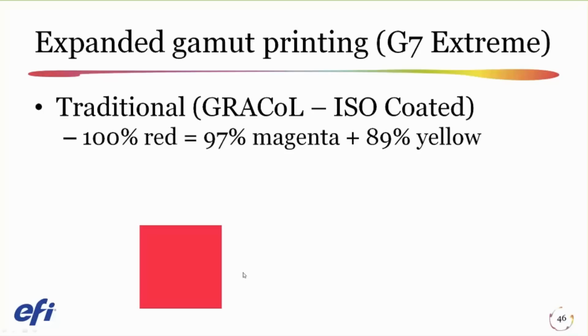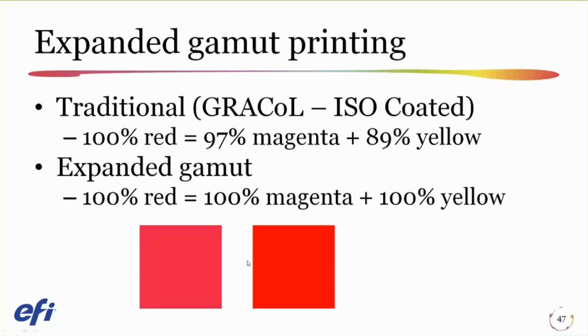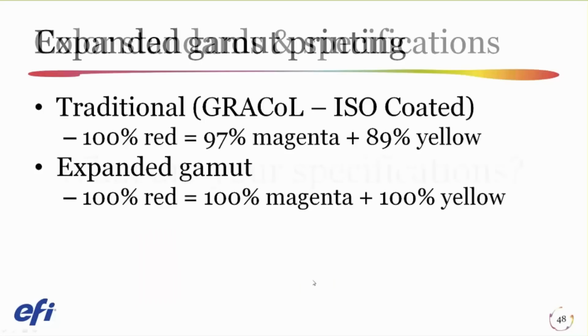Now let me talk about G7 Extreme for a moment, to give you a little better idea of how that might work. In G7 non-Extreme, let's start there, if I have a solid red on a press, it might be printed with 97 magenta, 89 yellow after conversion, etc. But if I print expanded gamut, my 100% red is going to be printed with 100% magenta and 100% yellow. And I'm going to get more saturation, snappier colors. It's not going to conform to the GRACOL standard or the ISO coated standard. It's going to go beyond that. So I make use of the full color space of my output device.